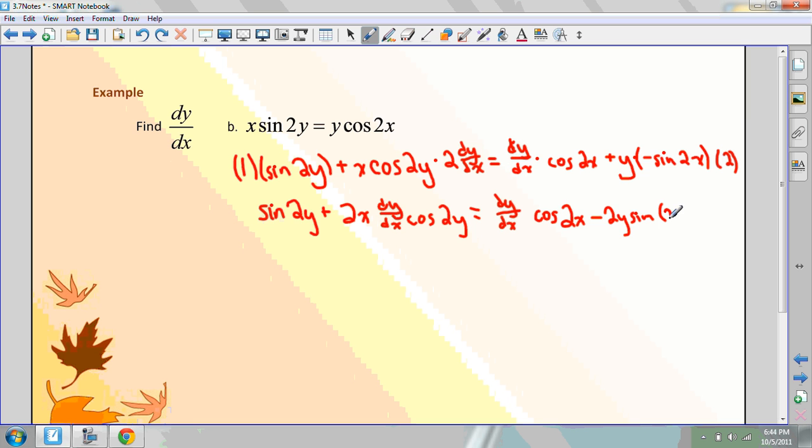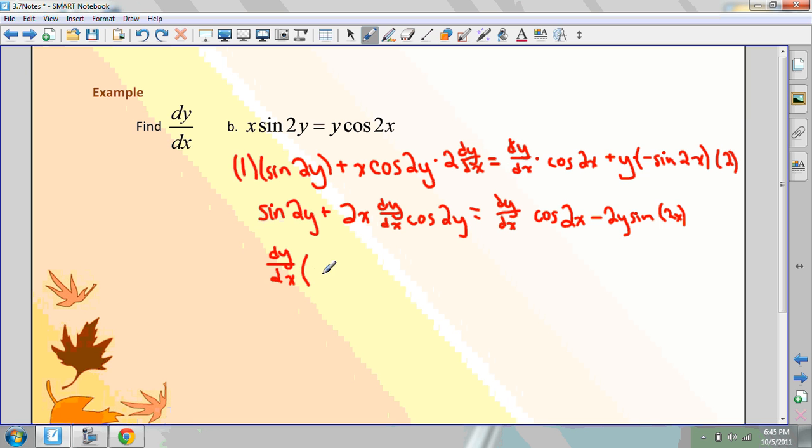Okay, so now what I'm going to do is put everything that has dy dx on one side and everything else on the other side. So I have, and then I'm going to factor out the dy dx. And since it's hard for me to write, I'm going to do that in one step.